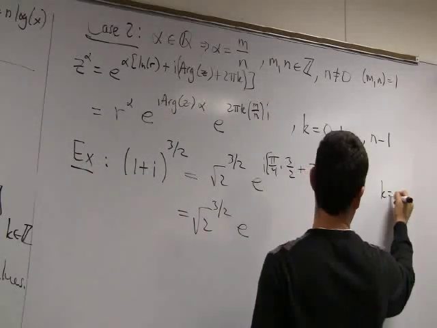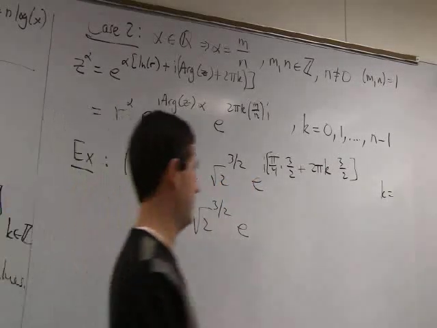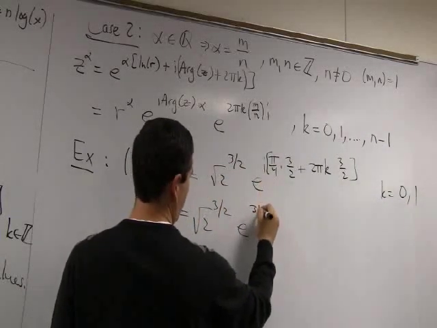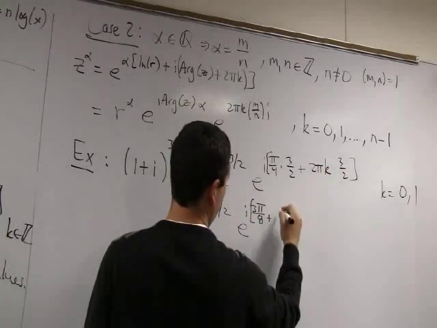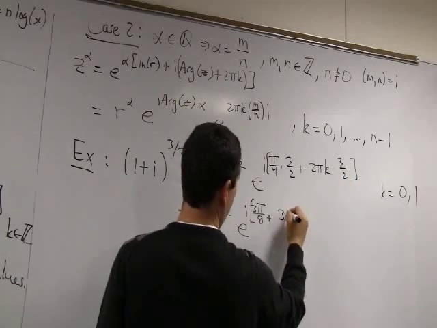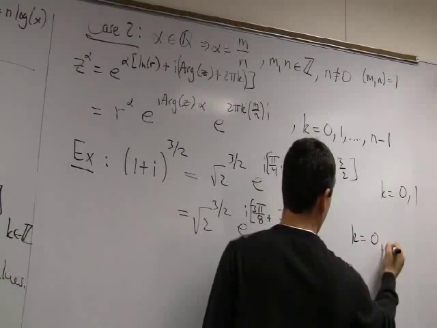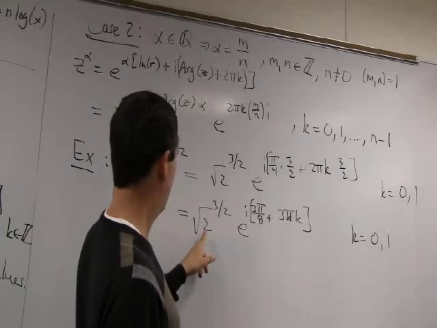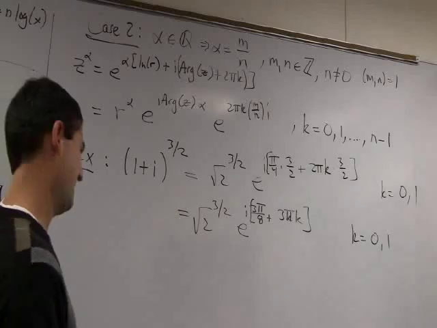Okay, so here k is running between 0 and n. n here is just 2, so it's actually just 0 and 1. So you have e to the 3i times 3 pi over 8 plus, the 2's cancel, 3 pi k. And k runs from 0 to 1. Can't you just say 2 to the 3 over 4? This is not the important part of the problem. Yeah, that's neat, as you like.